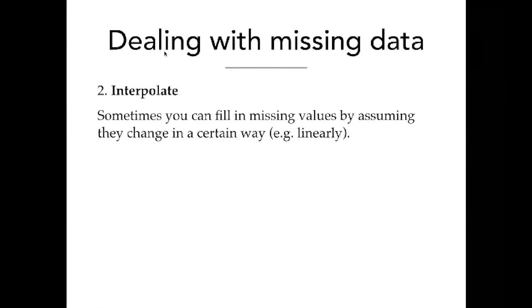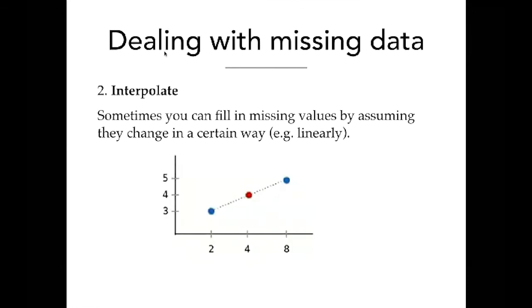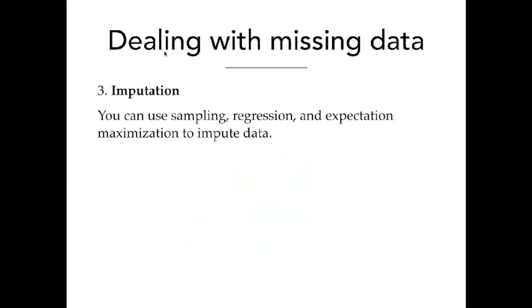Another way that you can deal with this is you can interpolate missing values. So you come up with some model for how you think the data is going to change. One case of this is linear interpolation. If you know the two blue points, you can guess that, if you're doing linear interpolation, the red point is a reasonable guess at what the data at that point might be. So we did try interpolating some of the data.